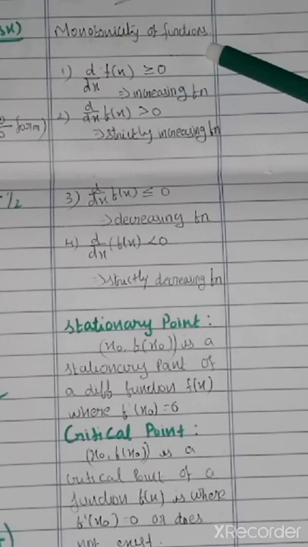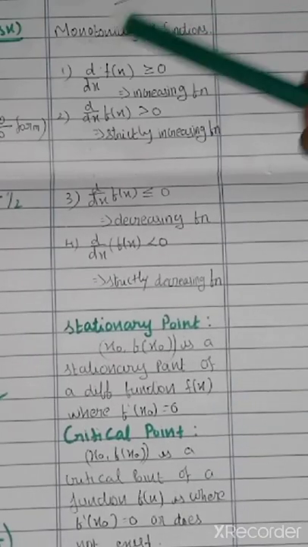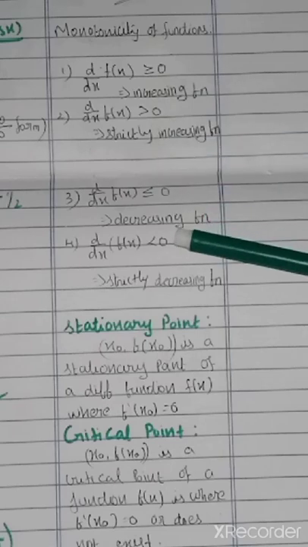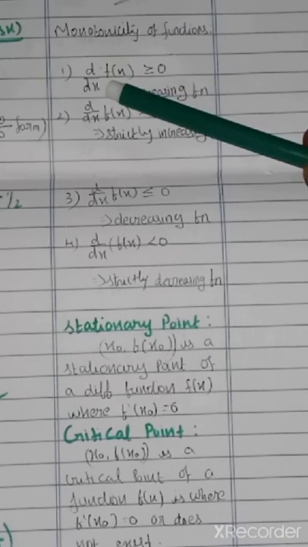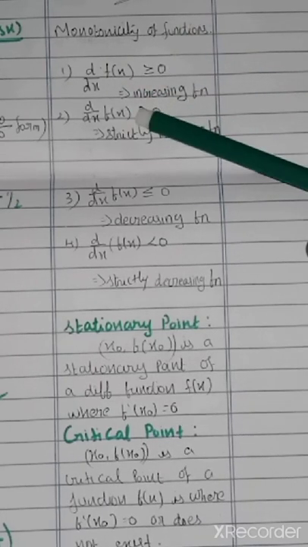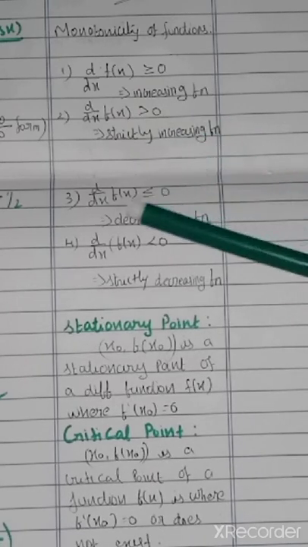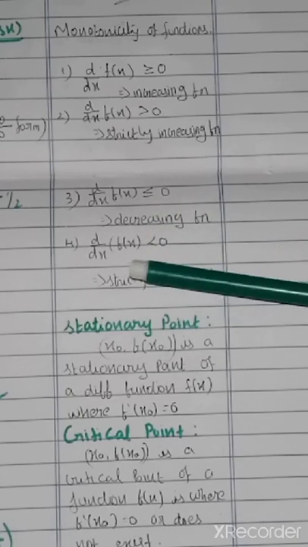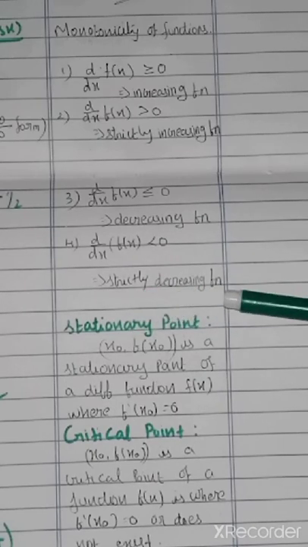Monotonicity of function. We saw the definition already. So, monotonicity means increasing or decreasing function. We have four conditions. When the first differentiation is greater than or equal to 0, it is an increasing function. Only greater than 0, strictly increasing function. First differentiation less than or equal to 0, decreasing function. Only less than 0, strictly decreasing function.